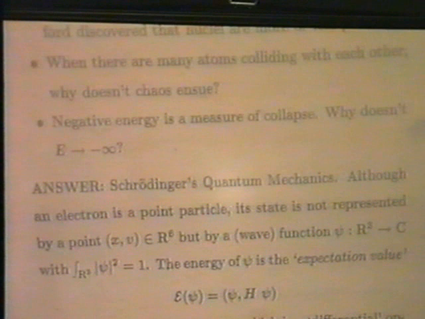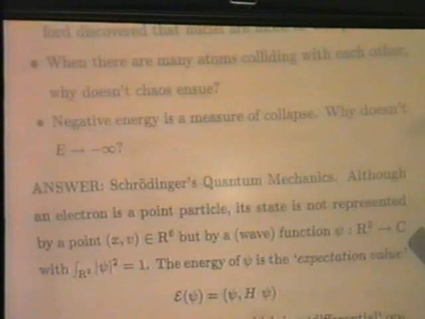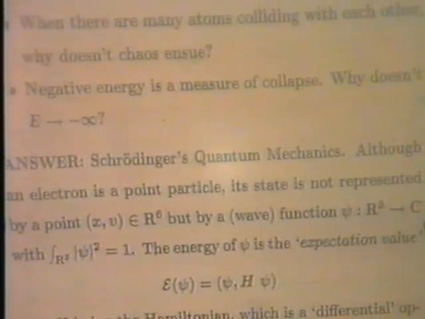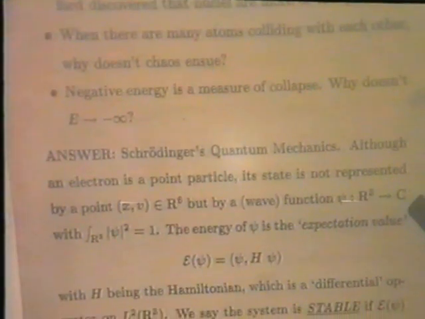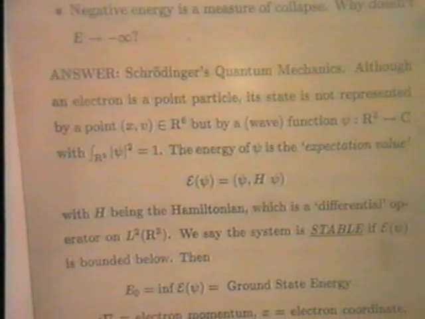An electron is a point, but it's not represented by a point in its state. It's not represented by a point in R6. But rather, it's represented by a function. So it takes not six numbers to tell you the state of an electron, the position and velocity, but rather infinitely many numbers, a whole function. And these functions are normalized. They're normalized in L2 with norm equal 1.